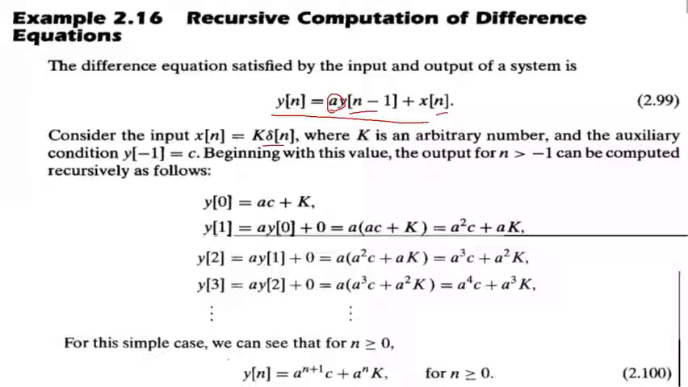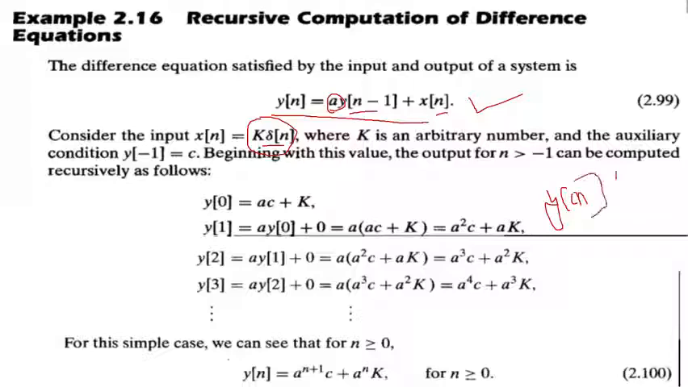The input given to us is k times delta of n, where k is an arbitrary number. So it means that we have a system here and we have this input, and we want to find the output. So what we can do, obviously, is we have to specify the values of n. We know that the output will be 0.